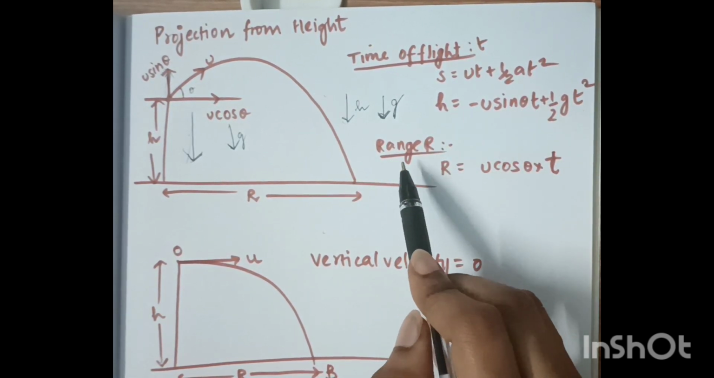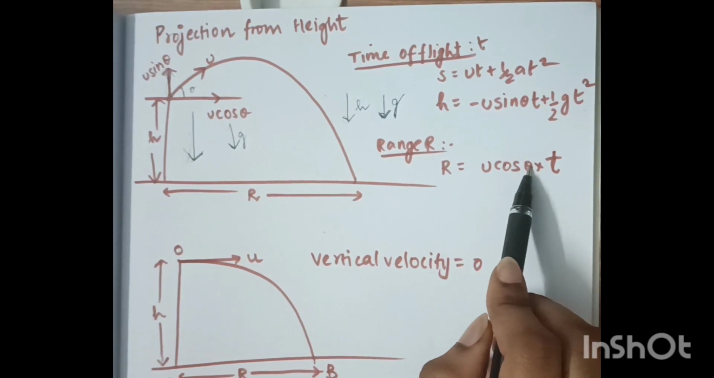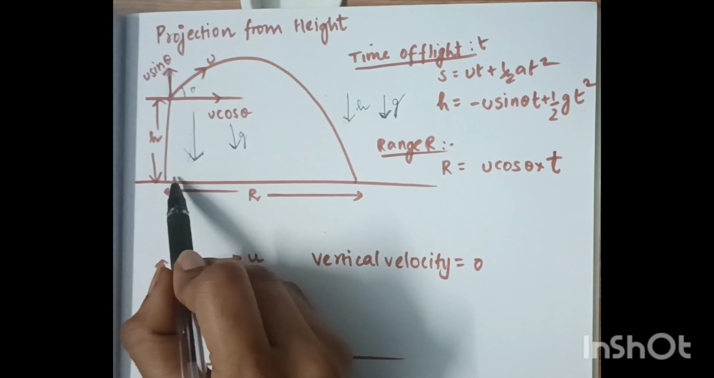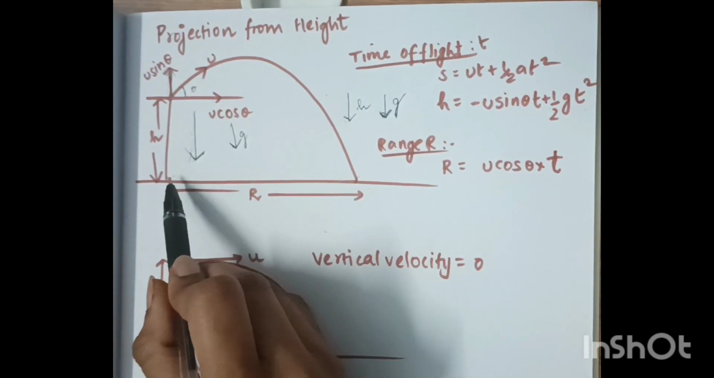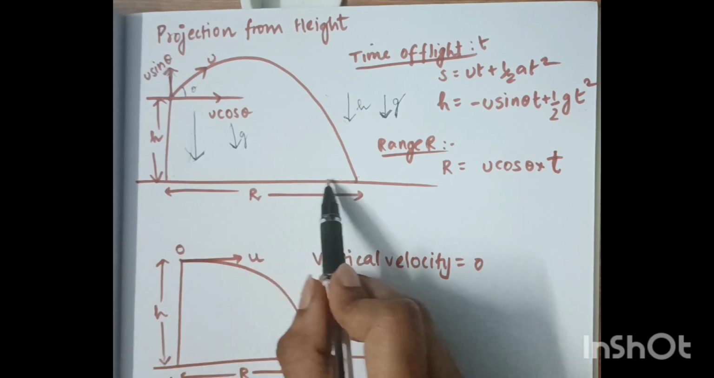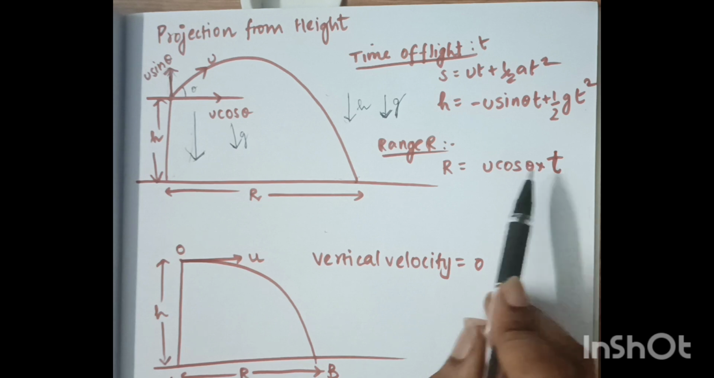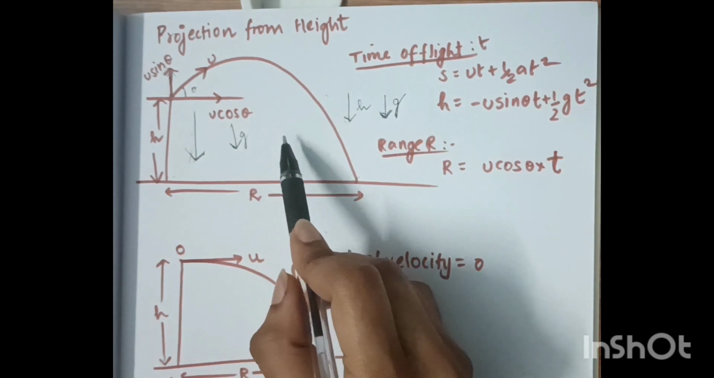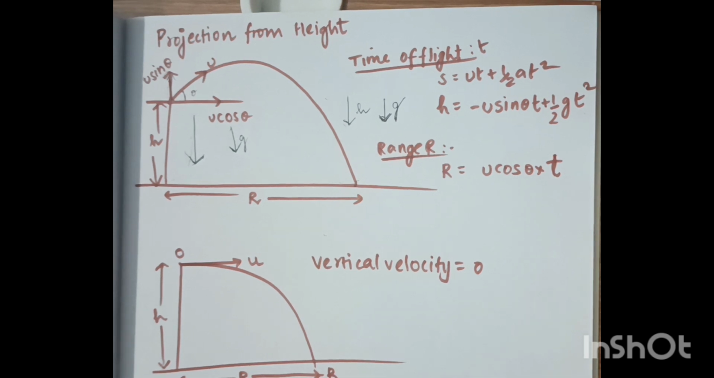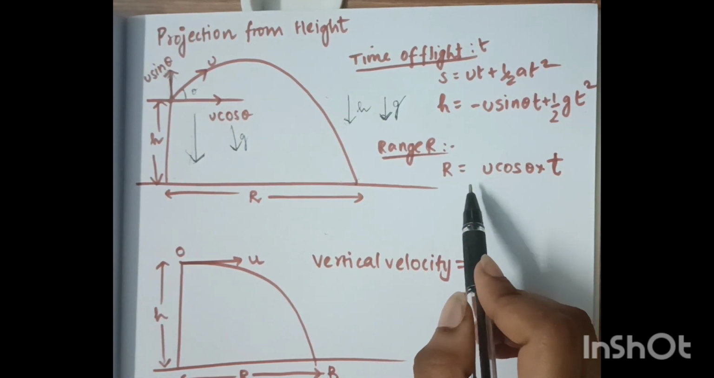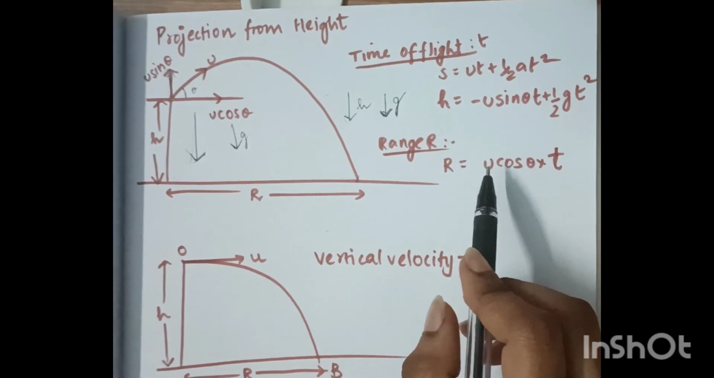Now what about range? Range is nothing but r equals ut. Here we are writing u cos theta because for range we have to take the horizontal distance. So the component of velocity in this direction we should take, and that is only u cos theta. So u cos theta into time. We are not taking any equations of motion because here there is no acceleration. If there is acceleration, then we have to use ut plus half at square. Anyway, the half at square term is 0 here.